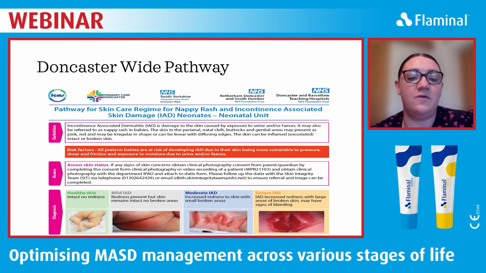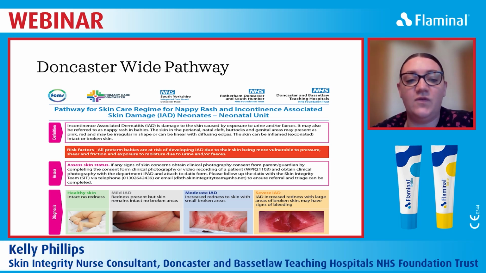This is just breaking down that top half of the pathway that I've just shown you, and it just shows a little bit clearer in this image how we've defined what IAD is and that it's targeted to our neonates. We've also put in there some risk factors as well, particularly explaining how premature babies are at an increased risk of IAD. Then we put some information in there around what we would require from an assessment. So that would be an assessment in terms of the skin, the wounds, and some clinical photography there as well to support that. And then looking at that diagnosis and breaking it down into 4 factors.